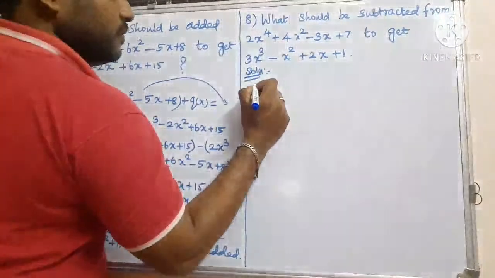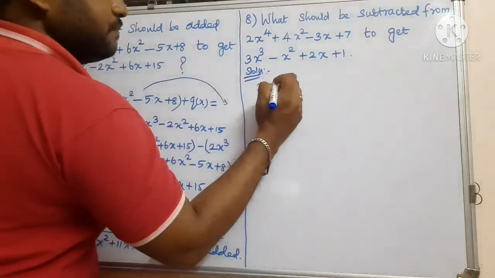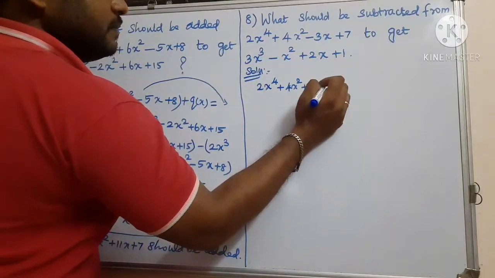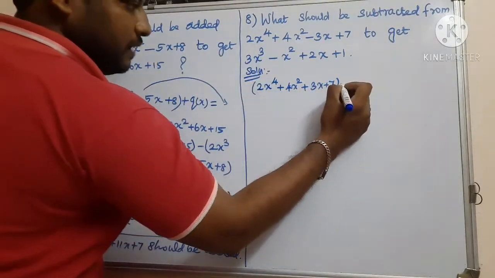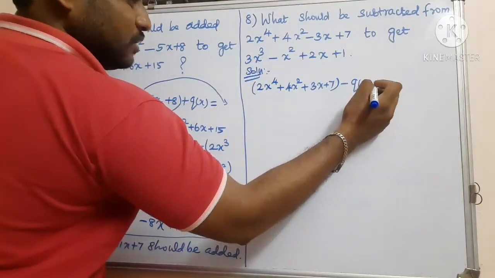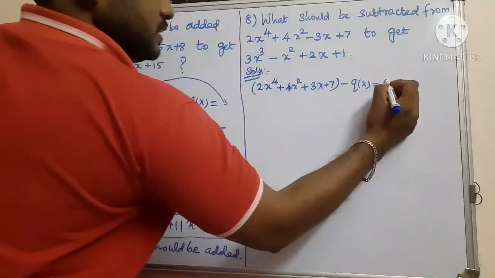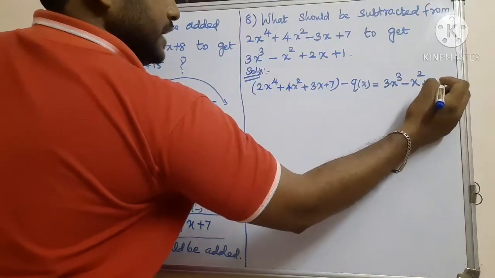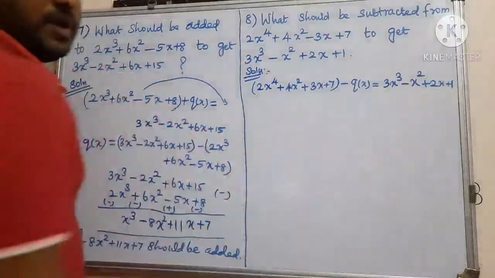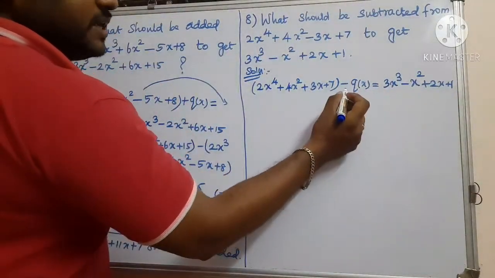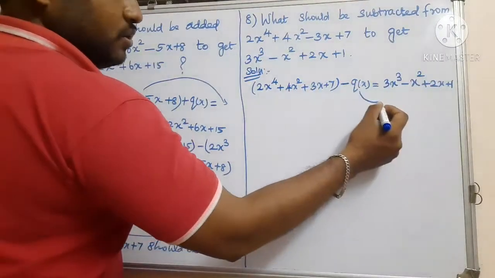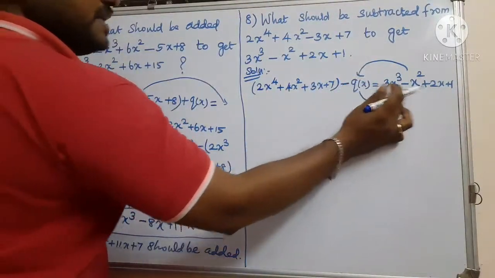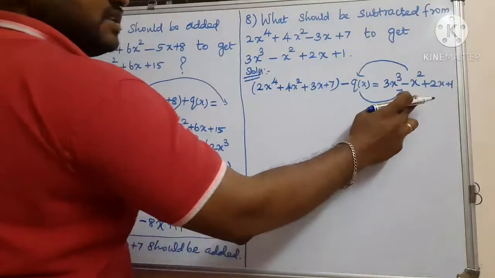First polynomial, the given polynomial is 2x power 4 plus 4x square plus 3x plus 7. This is one polynomial. You have to subtract some polynomial, that is taken as q of x, which is equal to the final answer 3x cube minus x square plus 2x plus 1. This is the resultant polynomial. Now we have to find out the q of x. So here q of x is a minus, which means minus q of x is shifted over to the next side. This polynomial should be shifted over here. So minus q of x will change into plus q of x.